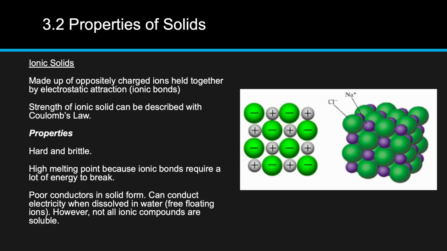Ionic solids are made up of oppositely charged ions that are held together by strong electrostatic attraction, which we know as ionic bonding. The strength of these interactions are going to be explained by Coulomb's law. And remember, with Coulomb's law, it's going to tell us that if it has a higher charge or a smaller radius, it's going to have stronger attractions between those ions. And because of this, ionic solids are going to be hard, brittle, and they also have high melting points because it takes a lot of energy to separate those ions.